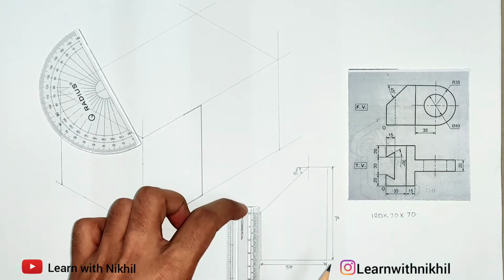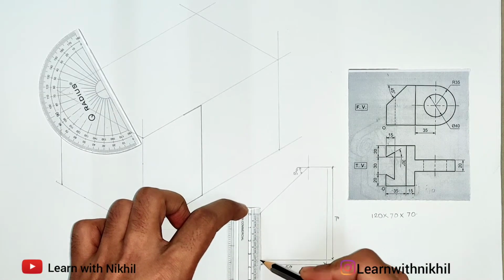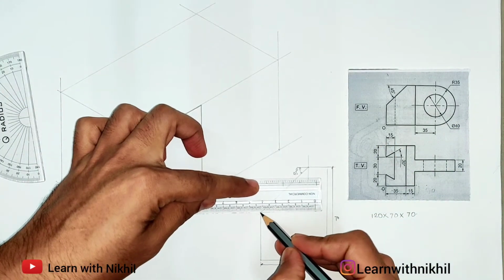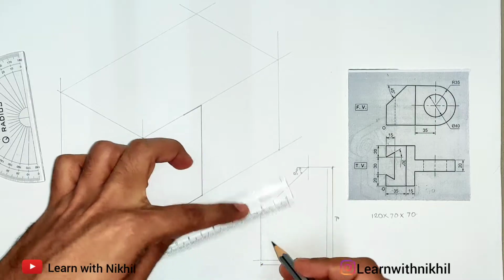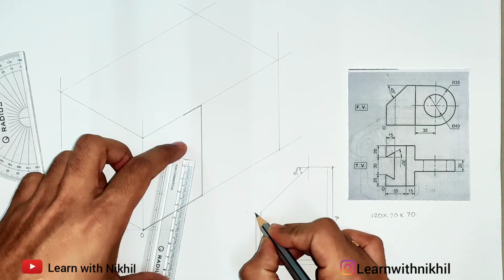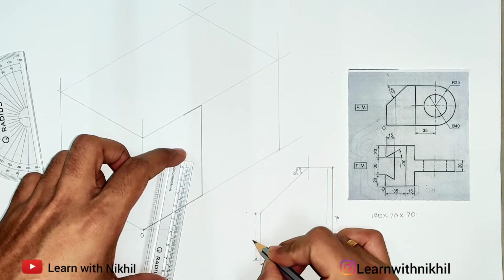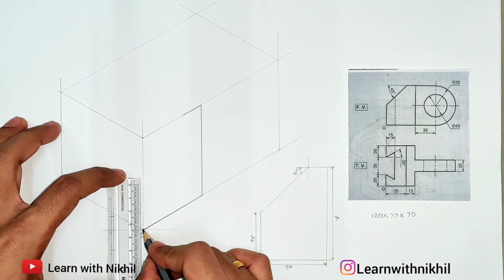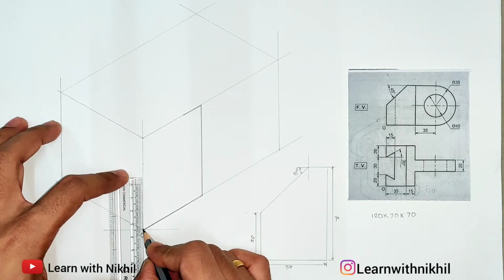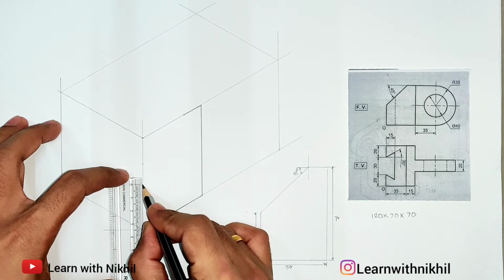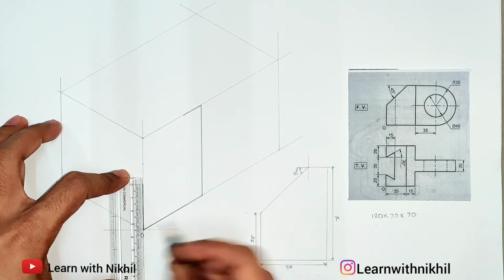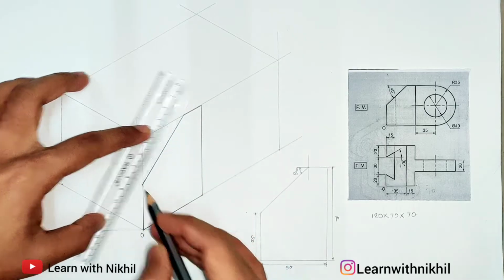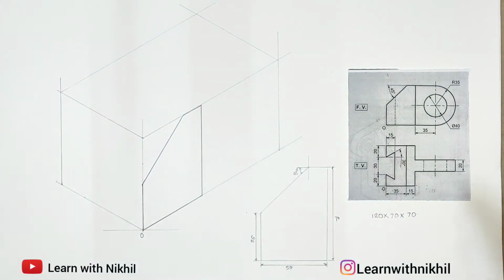Now measuring with the scale, this dimension comes to 35 millimeter. So this is how you have to find out the dimension. I'll just mark it over here. So this we have found out by drawing it two-dimensionally. This is 35 millimeter. So now this height I'll draw as 35 millimeter. Draw it dark and join this. So this is how this part is drawn three-dimensionally.